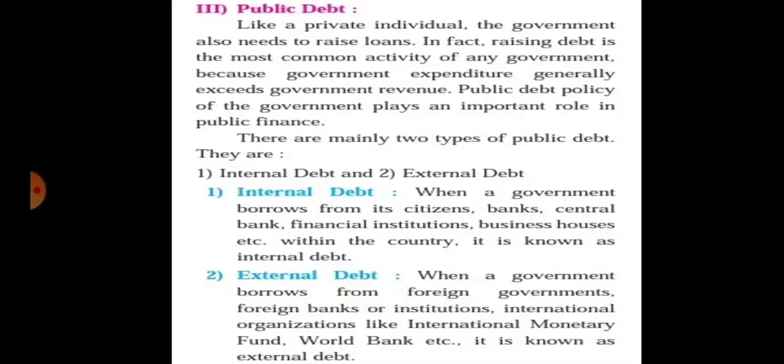There are two major types of public debt. The first is internal debt and the second is external debt. Why does governmental debt increase day by day? Because the Indian economy has accepted social welfare programs and our population is rapidly increasing. So that's why governmental expenditure has increased. The first point is internal debt. When a government borrows from citizens, banks, the central bank, financial institutions, business houses, etc. within the country, it is known as internal debt.